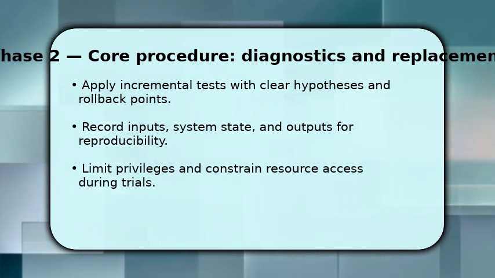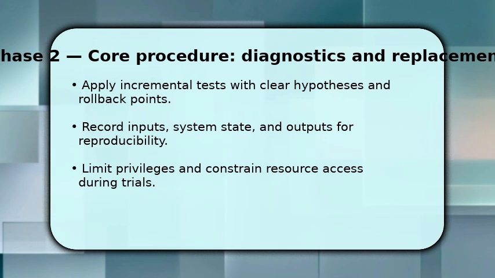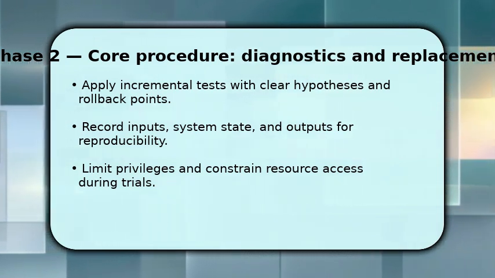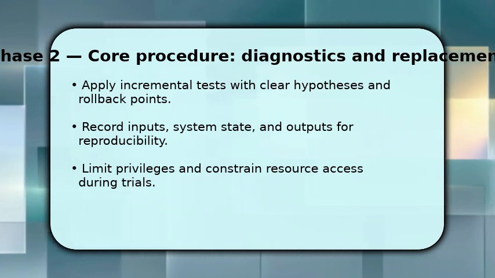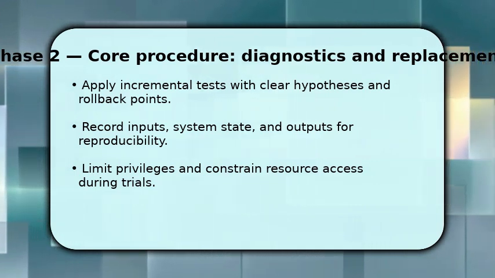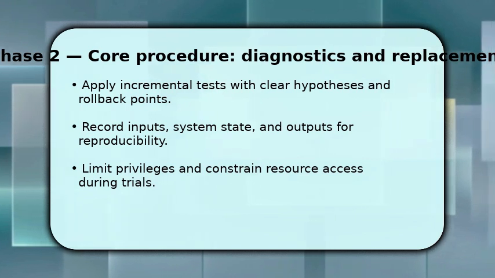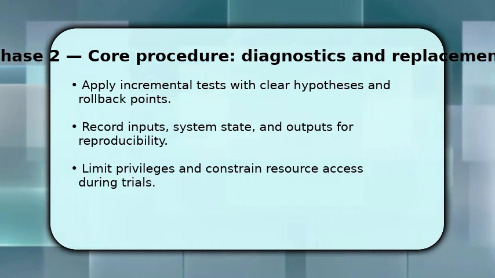Make sure to use least privilege accounts and enforce resource limits to prevent accidental spread. If something unexpected happens, revert to a snapshot. If results are useful, iterate and tighten your controls. This methodical approach helps you understand mechanisms without creating uncontrolled failures.